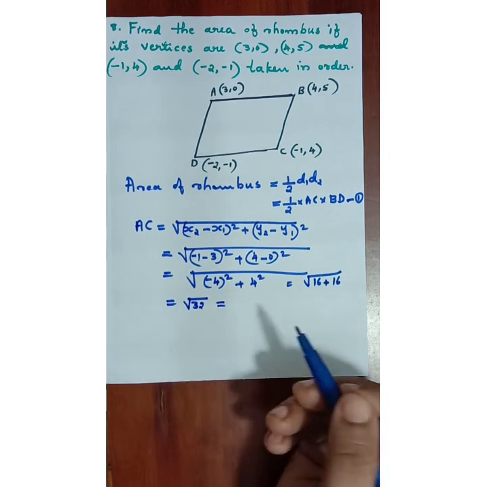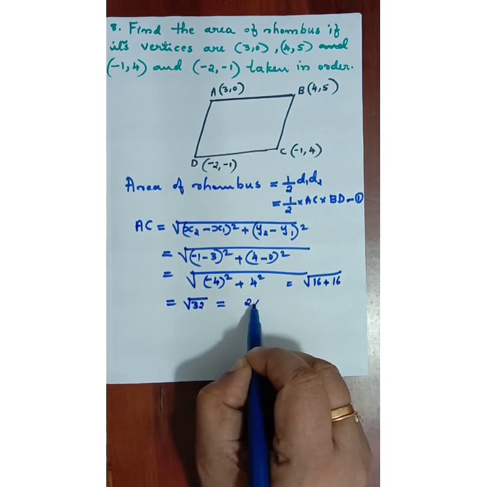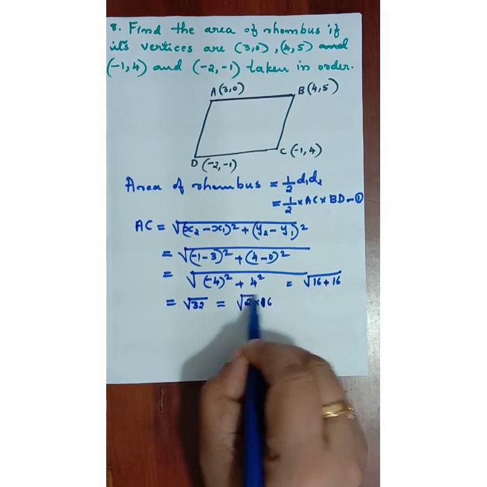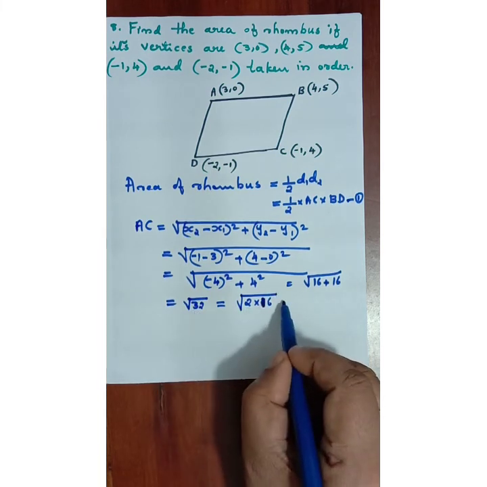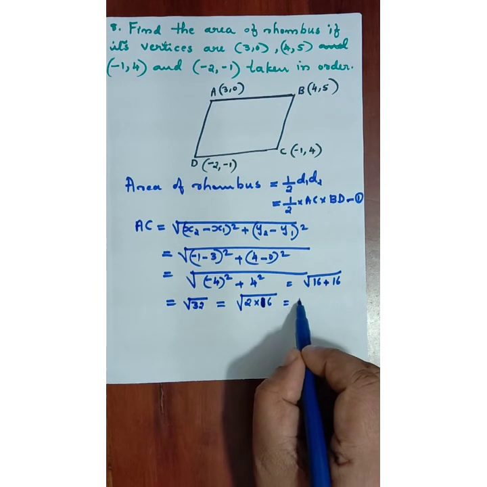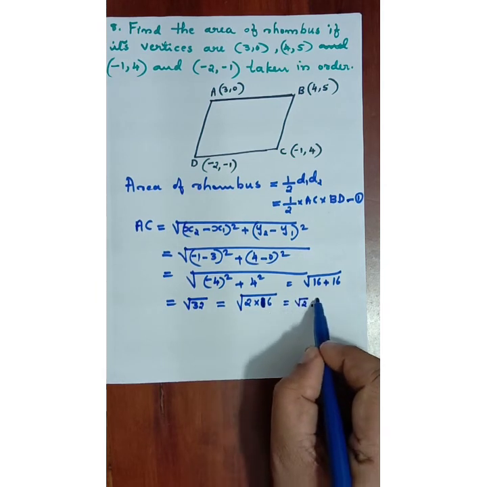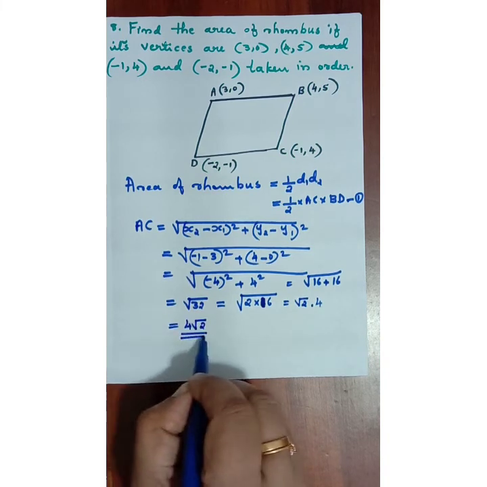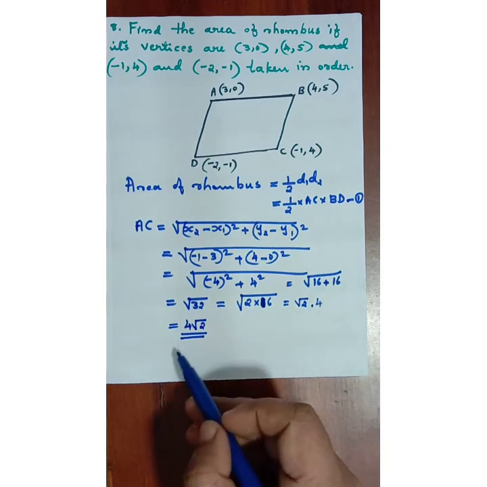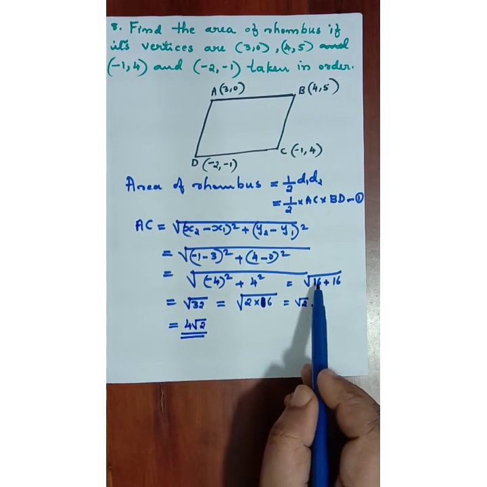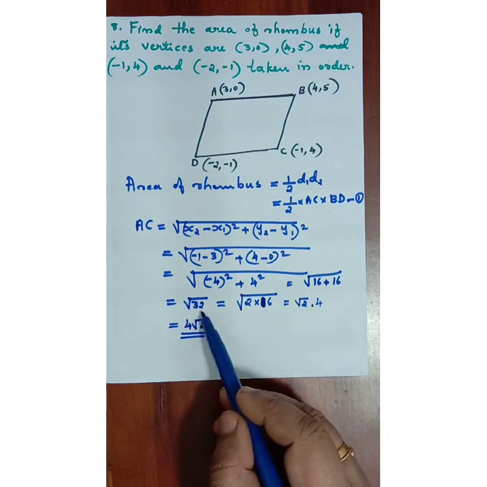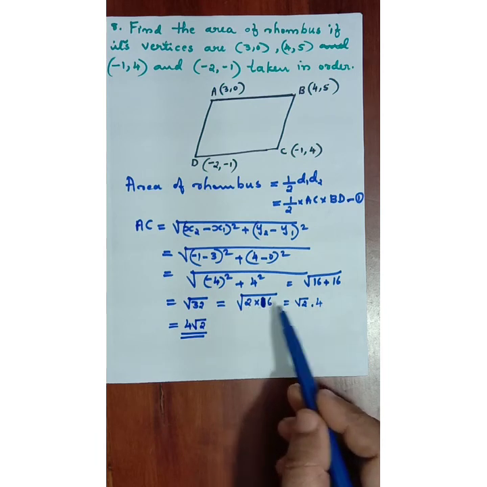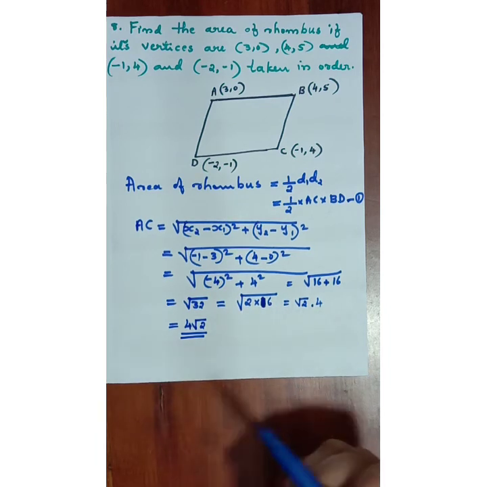Or we can simplify it. What is root 32? 32 means 2 times 16, that is root 2 into root 16. Root 16 is 4. That means it is 4 root 2. Here you have seen root 16 plus root 16 is root 32. 32 is 2 into 16. Separate the root 2 into root 16, which is 4. So 4 root 2 is our AC.